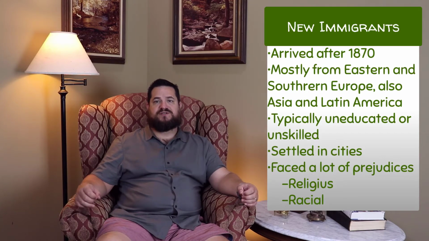And for the most part, these immigrants faced a lot of prejudices, either from where they were coming from or once they got here to the United States, be it religious prejudices or racial prejudices. So exactly how many new immigrants showed up and where exactly did they come from?